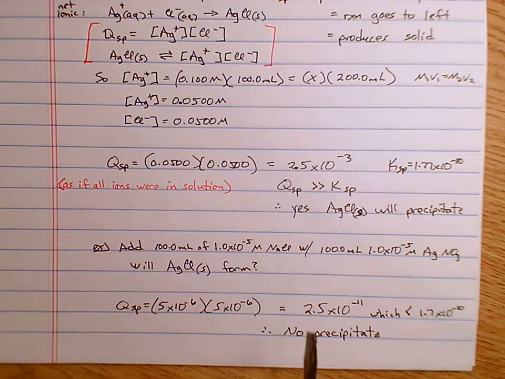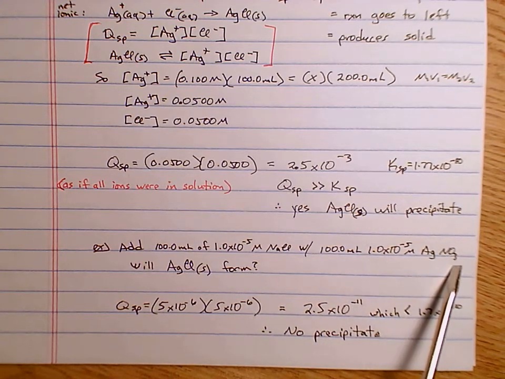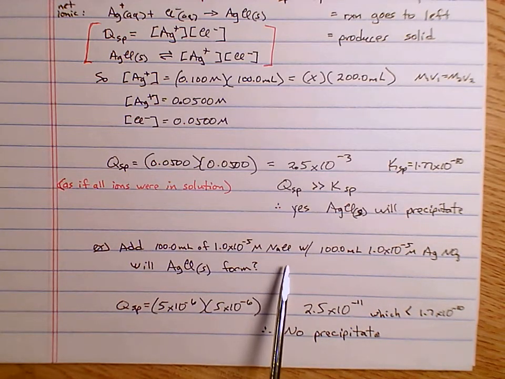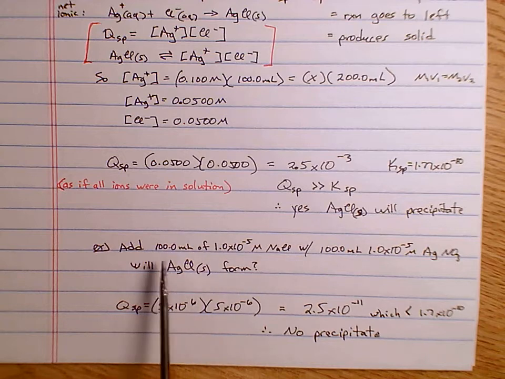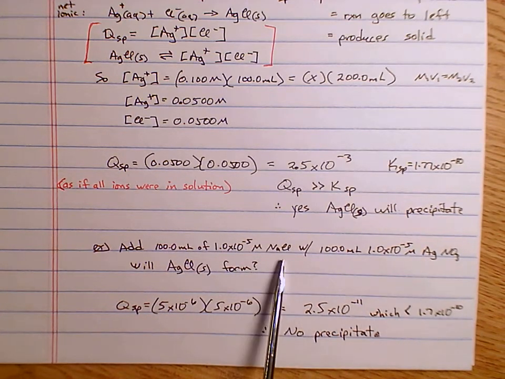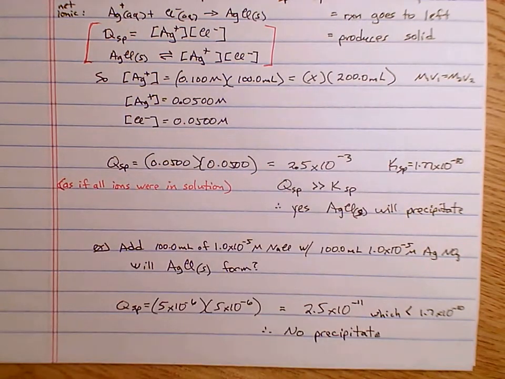So here's another question, though. What if we add, same reaction, 100 milliliters of 1 times 10 to the minus 5th molar sodium chloride with 100 milliliters of 1 times 10 to the minus 5th molar silver nitrate? Will silver chloride form? And our GenChem 1 brain will say, well, yes, because we've got our silver here, we've got our chloride here, we're doing the same reaction as up here. Yes, we will form a precipitate.